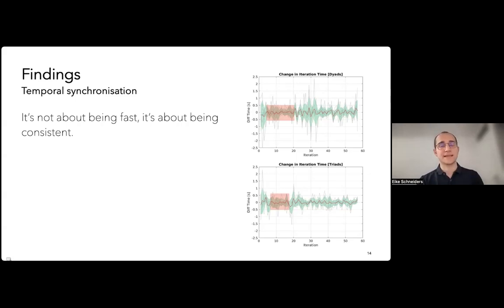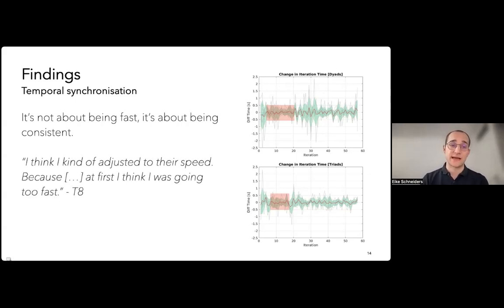And this tendency was, for some groups, actively noted. Triad 8, for instance, stated, "I think I kind of adjusted to their speed because at first I was going too fast." So it seems as if they were making an effort, or at least they noticed that they were changing their speed in order to fall into this rhythm, this consistency.